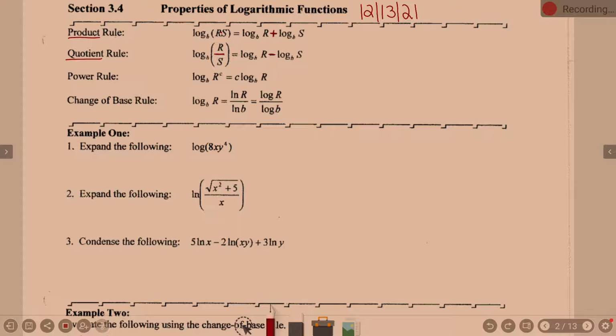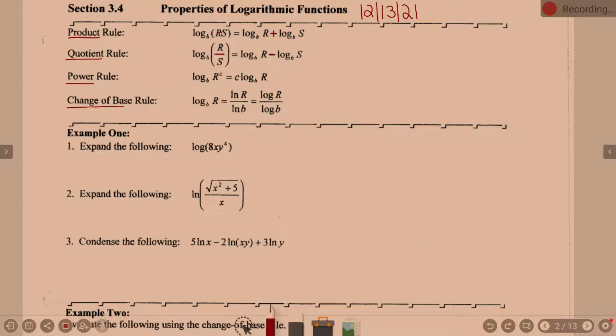We have the power rule. The power rule, again, these are things helpful in solving equations and working with them. The power rule says if you have a power on the inside of your log, so log base b of r to the c, that power can be moved out front. So it can go from the exponent to a coefficient and be rewritten as c times log base b of r. Okay, so a power exponent here can also be a coefficient out there.